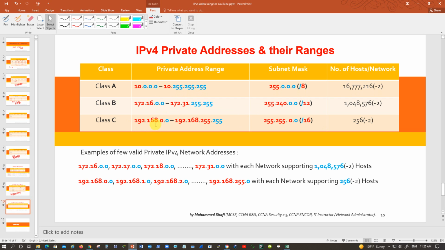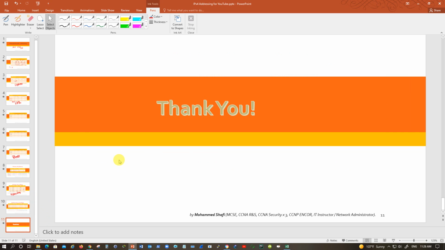Class C has starting from 192.168.0.0 to 192.168.255.255. All these are private addresses, meaning that they are blocked by internet service providers from reaching out to the internet. It is not that they cannot be reached, they can be, but they are blocked. RFC 1918, request for comment, gives you the details regarding this. Examples of a few private IP address ranges are here in my slide. I hope this was very informative for you.